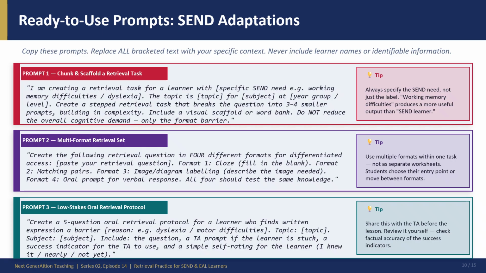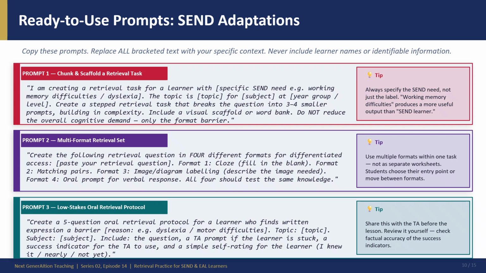Prompt 1 is about chunking and scaffolding a retrieval task. Notice when you read the prompt, the critical instruction at the end: do not reduce cognitive demand, only the format barrier. That instruction is the ethical core of the prompt. Without it, AI will often just make the task easier.